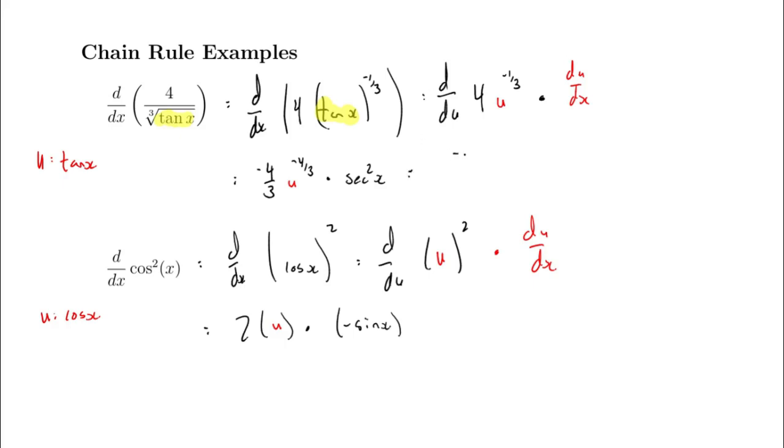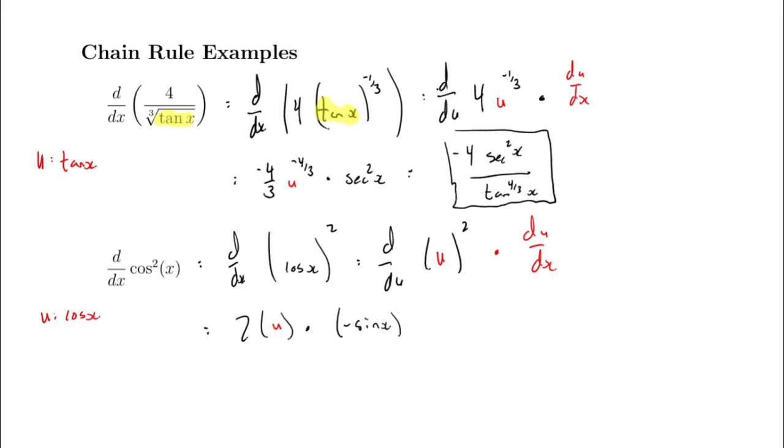So now what we can do is rewrite this. We can say this is -4 secant squared x over u to the 4/3. So I'll call this tangent to the 4/3 x. And that's what we've got. We might be able to do some trig stuff on here to simplify that, but let's just leave it there for now.